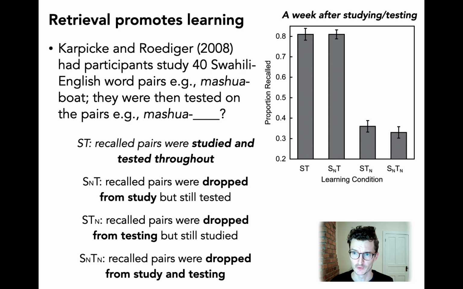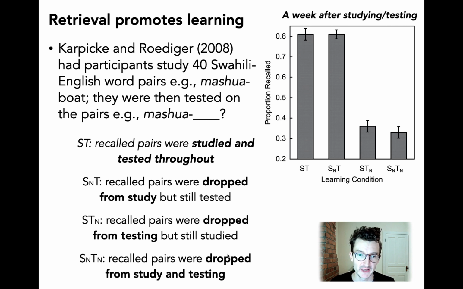A lot of undergraduates struggle with this particular experiment because it's very counterintuitive. It suggests that you should throw away your cue cards because they're doing absolutely nothing for you whatsoever. The way the study works is that they had participants learn 40 Swahili English word pairs, like mashua and boat. They were then tested on those word pairs. They're given one half of the word pair and they have to complete it. And the trick here is that after you learned a particular word pair, you were put into one of four groups.